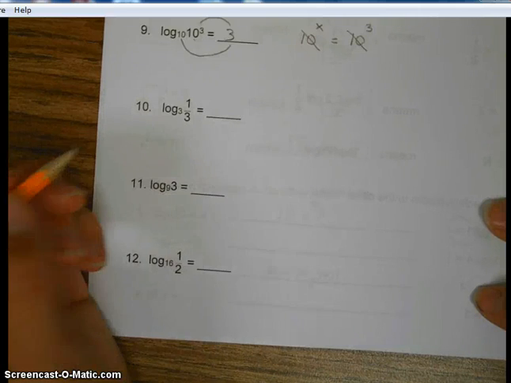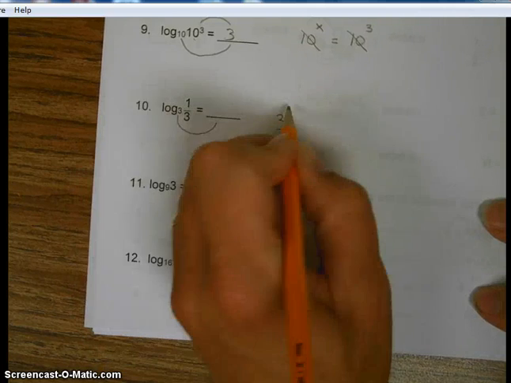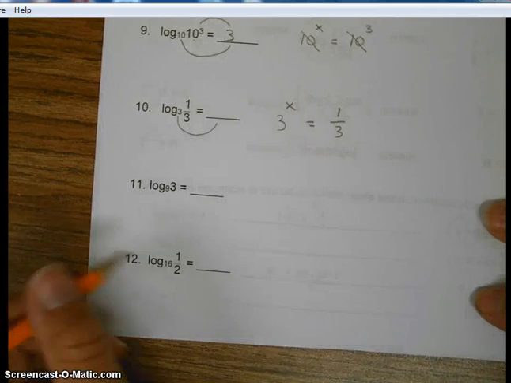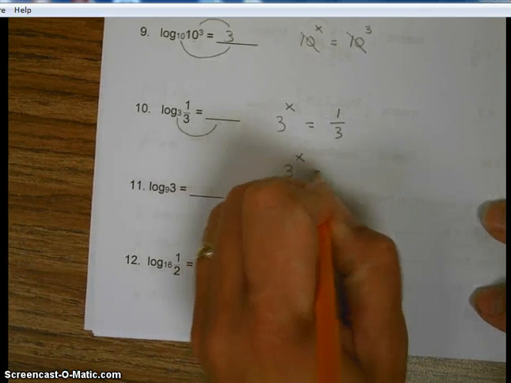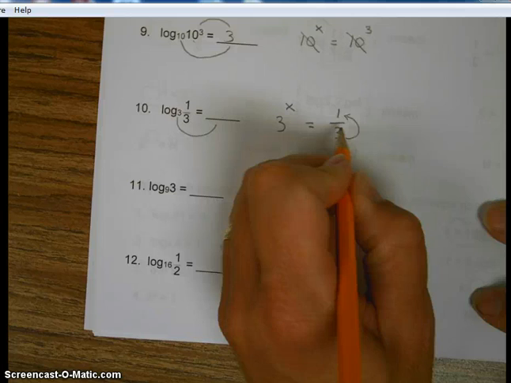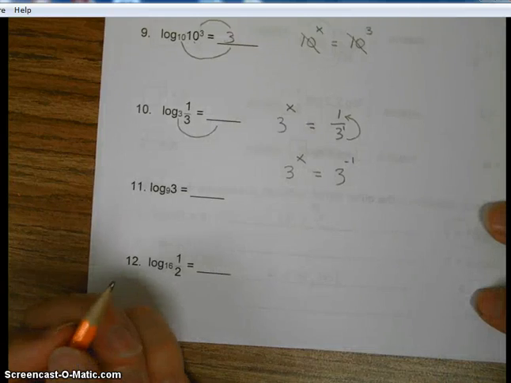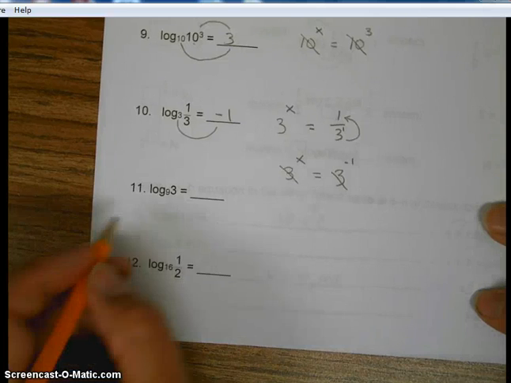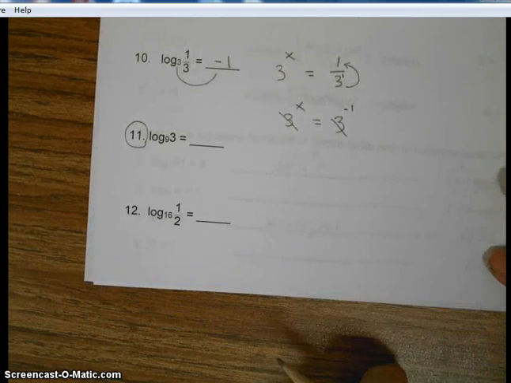Alright, let's do a few more here. We got 3 raised to the x equals 1/3. We want to make the bases the same, so let's make both bases 3. So this will stay 3 to the x, and we need to move that to the numerator. So recall that the exponent changes sign when you move it, so that would be 3 to the negative 1. So the bases are the same, x equals negative 1. Alright, why don't you try number 11?